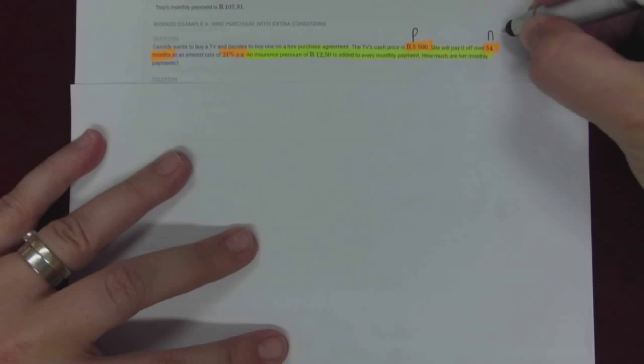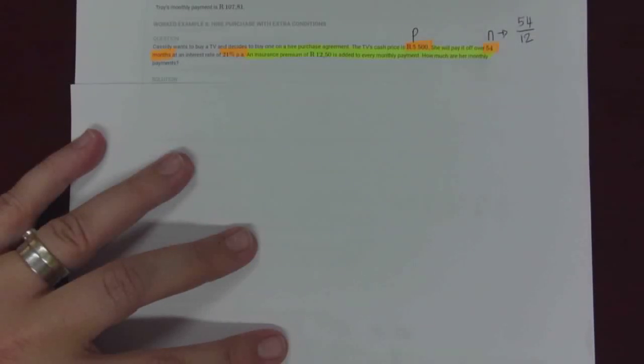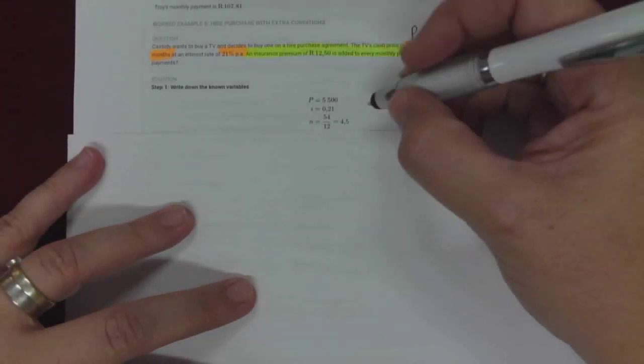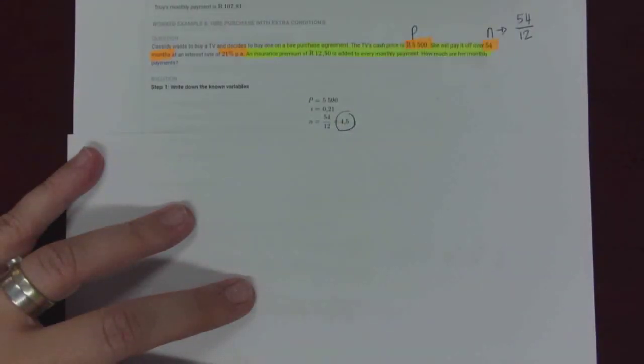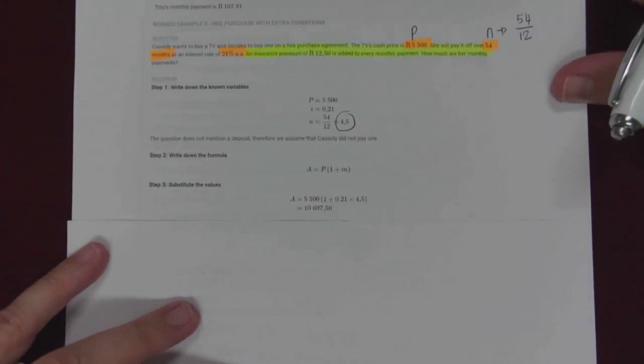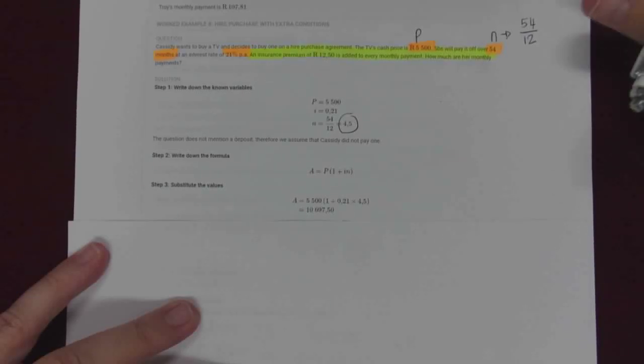Insurance premium of R12.50 is added to every monthly payment. How much will it cost? So that's my P value, that's my N, but I will have to take 54 and divide it by 12, okay, and that means I have 4.5 years. Substitute it into my formula and let my calculator do the work.